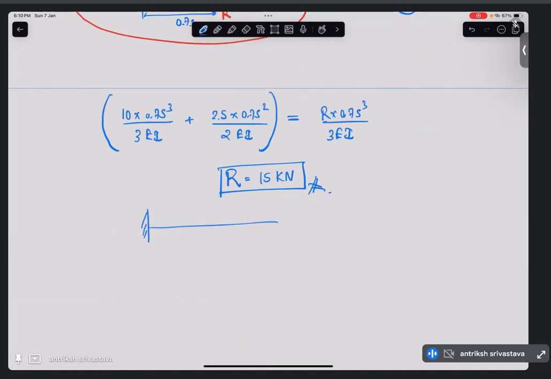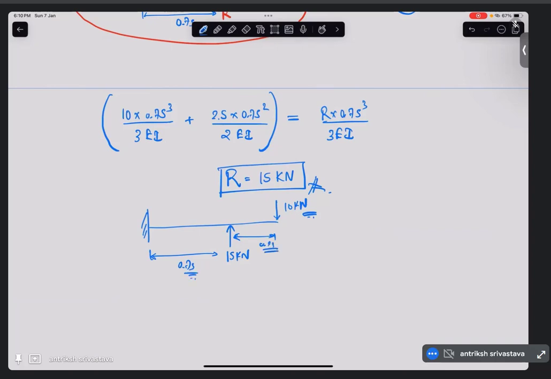That makes this problem very, very simple. This is your reaction force. I'm just removing the diagram of the support, and this is the load that you were given originally. This is 0.75, this is 0.25.